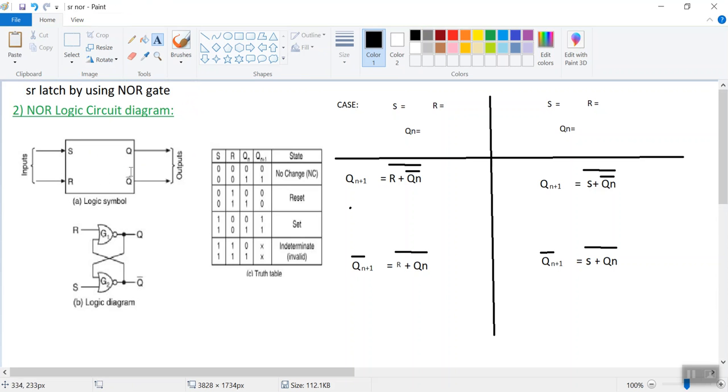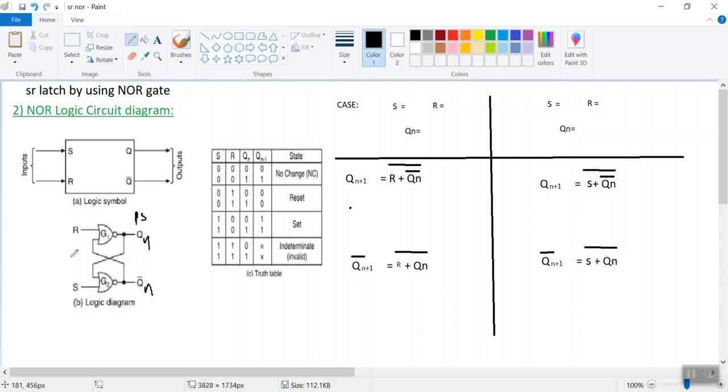This is my basic building block. You can observe my inputs are S and R, and my outputs are Q and Q bar, or you can represent them as Qn and Qn bar also. This is my present state, whereas in sequential logic circuits we cannot get the output directly. Whatever output you are getting is fed back to the input.